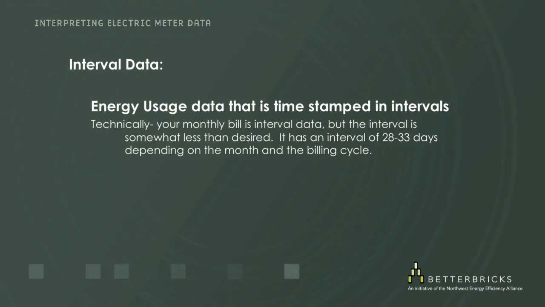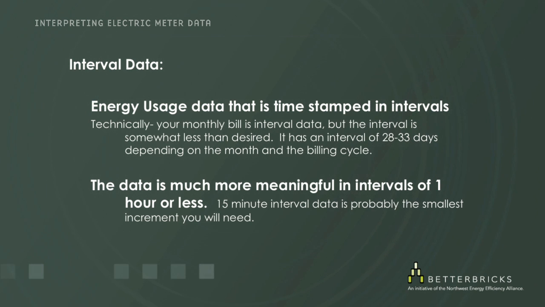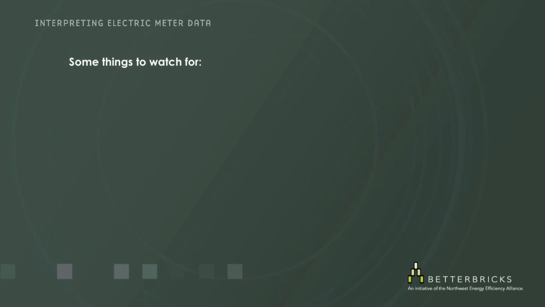So technically, your monthly bill is interval data, but the interval is somewhat less than desired. It has an interval of 28 to 33 days, depending on the month and the billing cycle. So the data is much more meaningful in intervals of 1 hour or less. 15-minute interval data is probably the smallest increment you will need. So before analyzing your interval data, you need to know a number of things about the data.